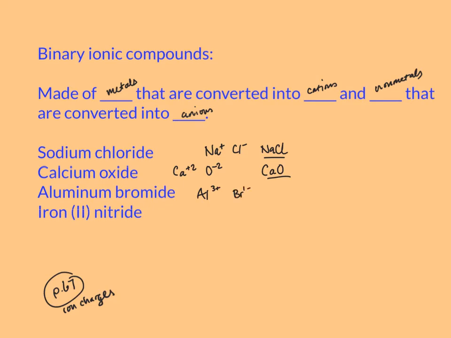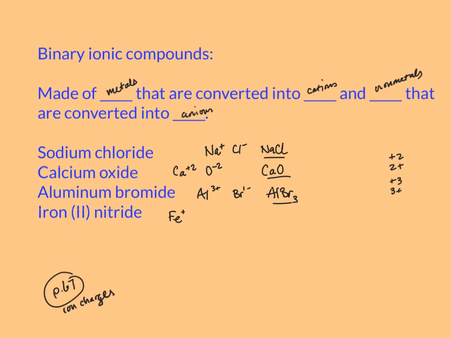Aluminum bromide is aluminum 3 plus and bromide 1 minus. Notice that I can sometimes write the charge as plus 2 or 2 plus, plus 3 or 3 plus. I honestly don't care which way you write that. You're going to see me doing it both ways. Your textbook will most likely do it with the number followed by the charge. Nonetheless, aluminum bromide would have a formula of AlBr3.